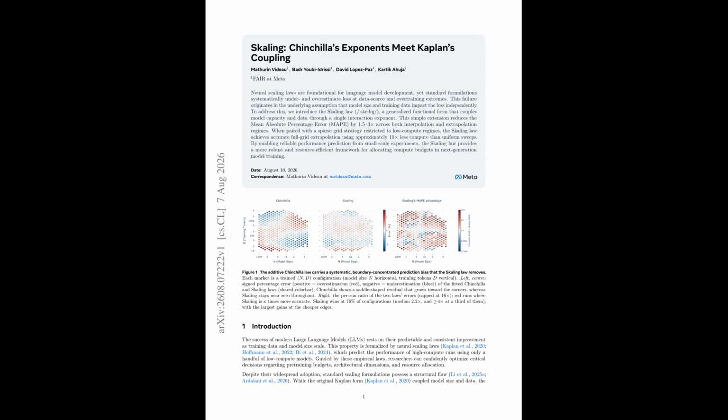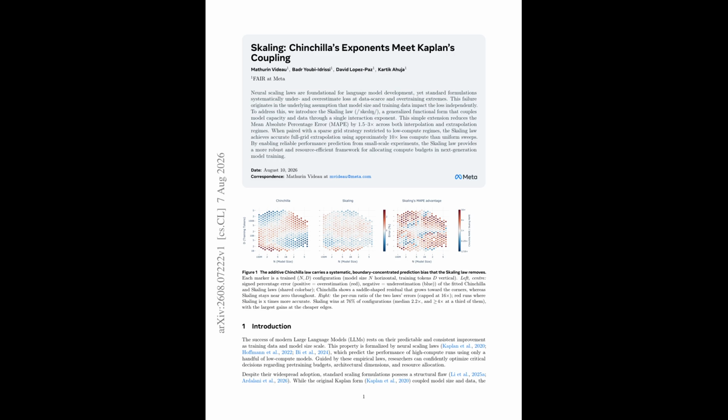When you train a large language model, one of the highest stakes decisions is how to split your compute budget between making the model bigger and training it on more tokens. For years, the field has leaned on the Chinchilla scaling law, which famously suggested about 20 tokens per parameter as the sweet spot. But what if the very equation underlying that recommendation is subtly wrong at exactly the scales where you most need it to be right? That is the puzzle this paper tackles.